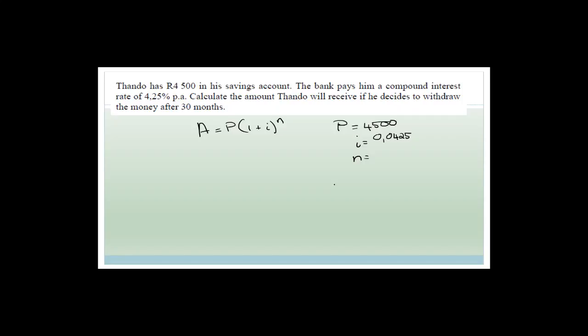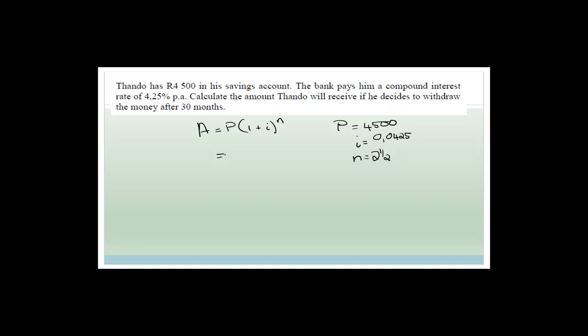And the number of months. Okay, but now we're talking per annum. So let's think about this. 30 months is going to be 2.5 years. Do you agree? 1 year is 12 months, 2 years is 24 months, 3 years is 36 months. So therefore, do you agree that n is going to be 2.5 years? So now all we have to do is substitute that into our formula, and then get out a calculator and work it out.